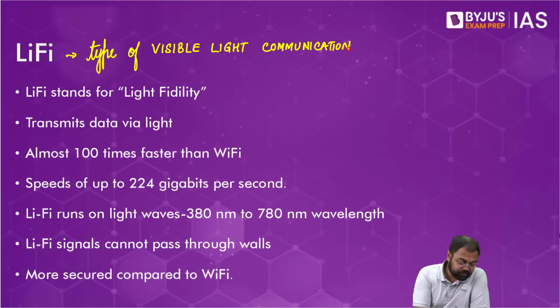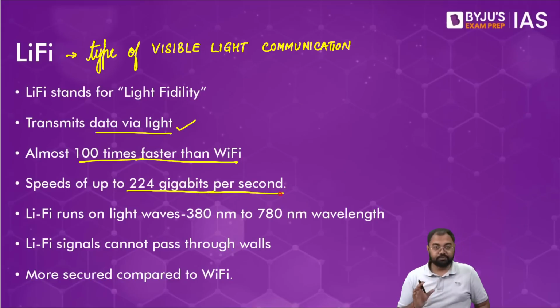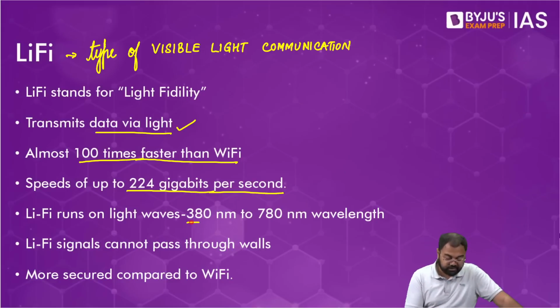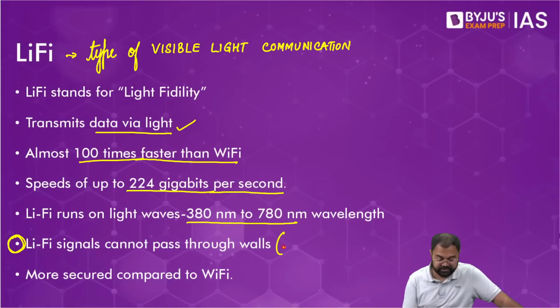It transmits data via light almost up to 100 times faster than Wi-Fi, with speeds up to 224 Gbps. It runs on light waves, while Wi-Fi signals can pass through walls. So that's why this will be called line of sight communication.